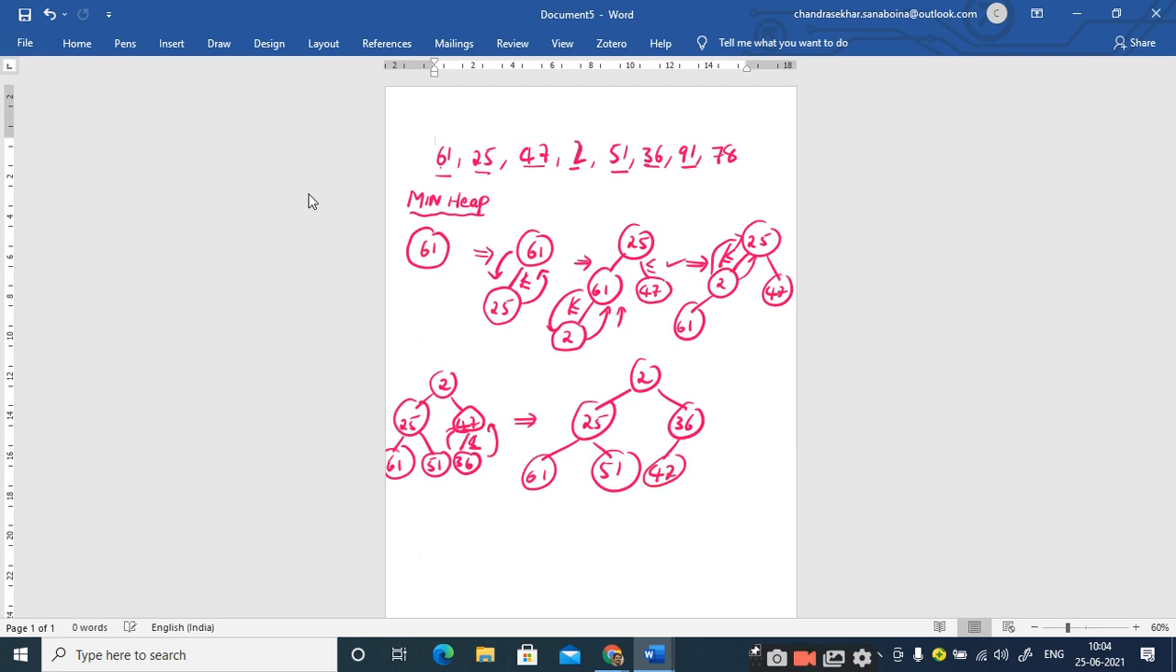What is the next element I have? 91. So insert 91 as the right child of 36 according to the shape property, and you check the heap property, that is 36 is less than or equal to 91, therefore this is satisfying the heap property, leave it. And the last element I have is 78. Insert 78 as the left child of 61. This is according to the shape property, and you check whether 61 is less than or equal to 78 or not. As it is satisfying the heap property, you just leave it. And once you reach the end of the list of elements, the tree that has been constructed, we call it a min heap.